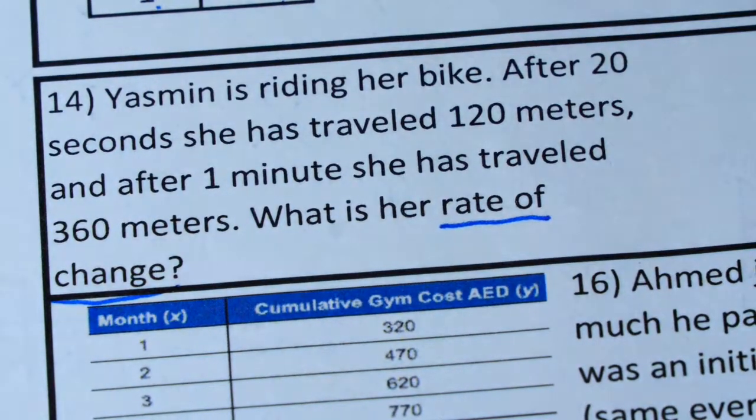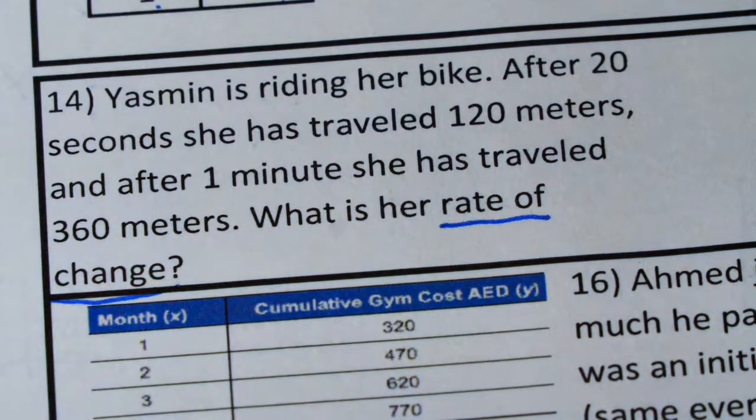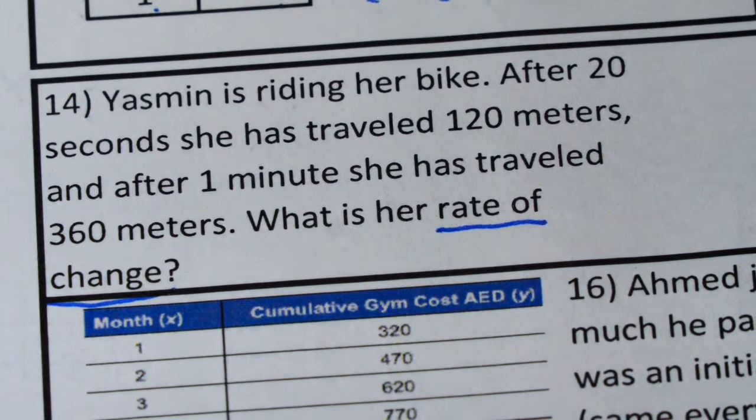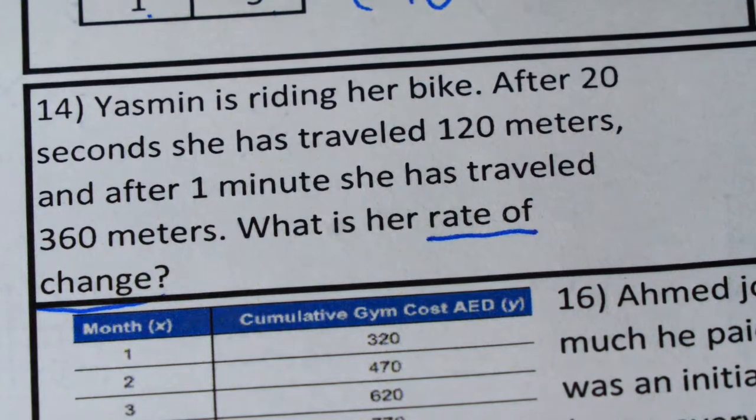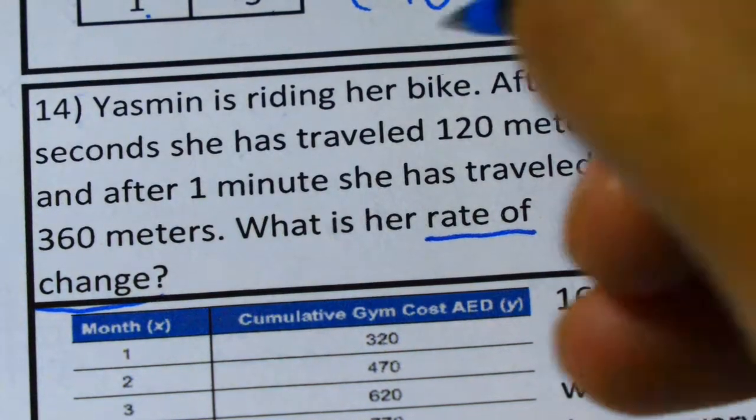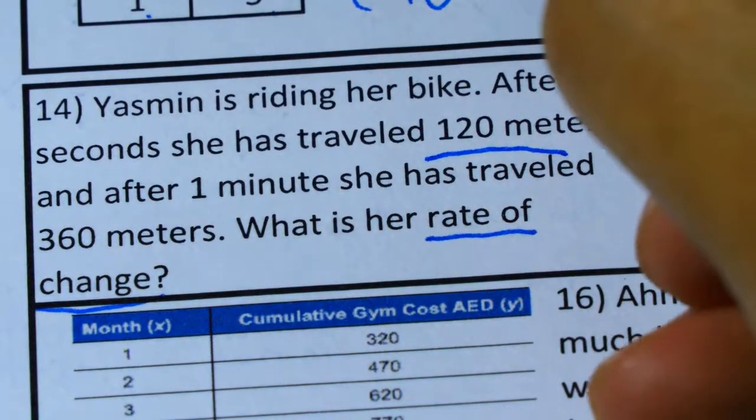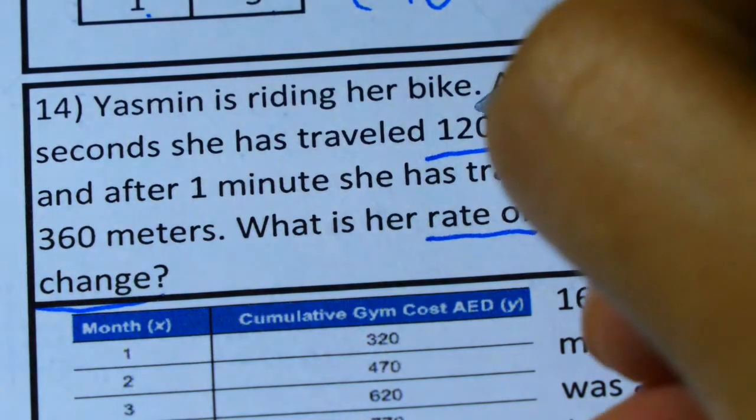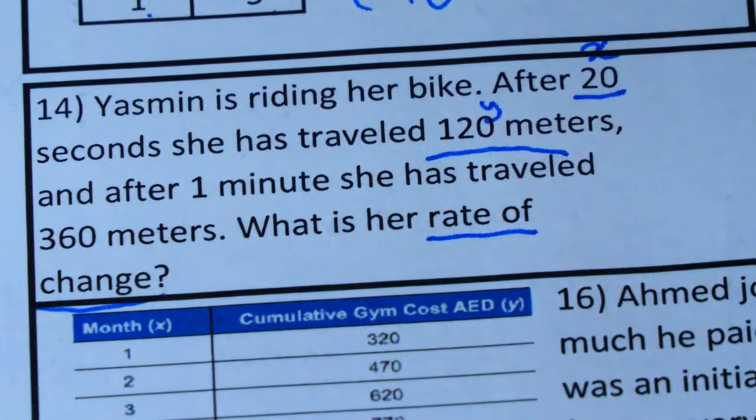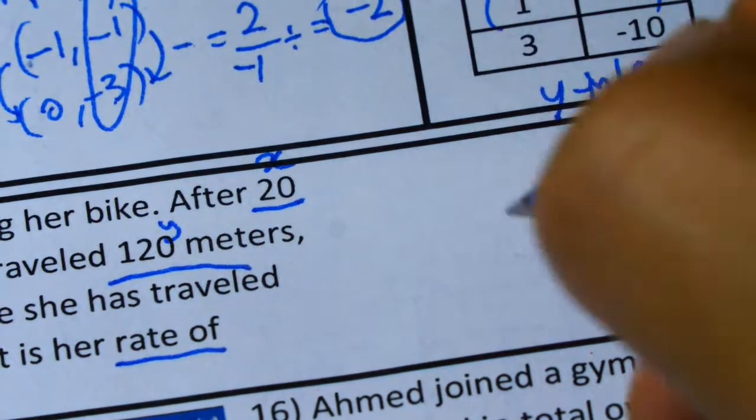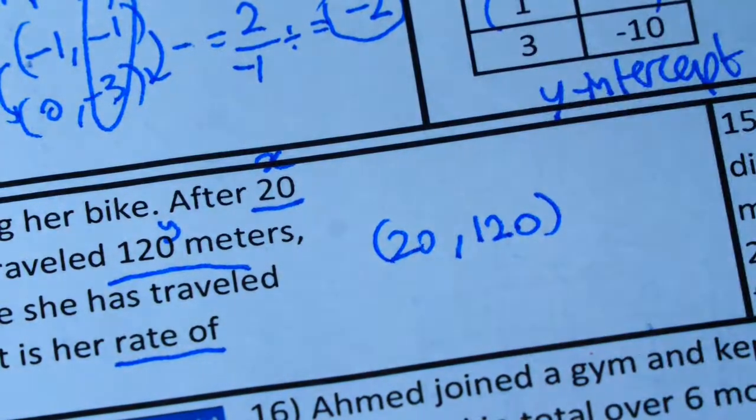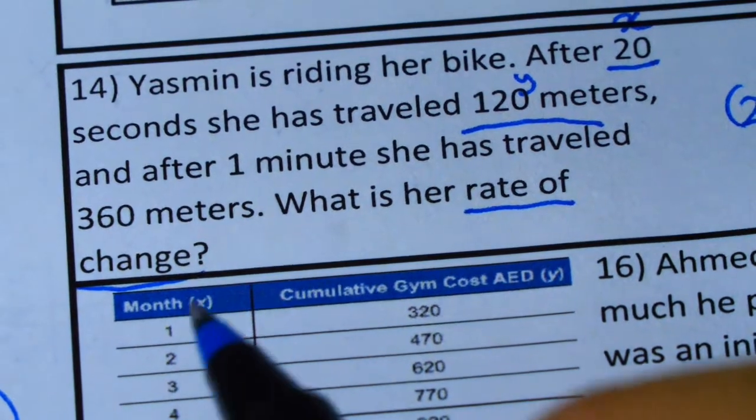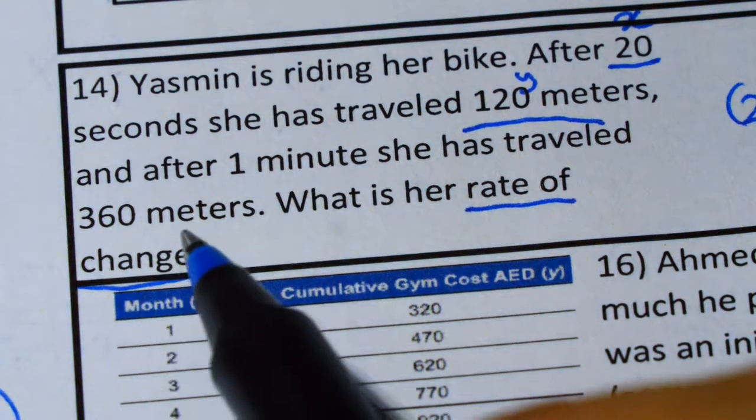So we are still finding the rate of change. So when we are finding rate of change, we need 2 points. And we kind of have 2 points here. We have 20 and 120. So 20 seconds and 120 meters, x and y. So I'm going to write this here, 20 and 120. Now our second point, 1 minute and 360 meters.